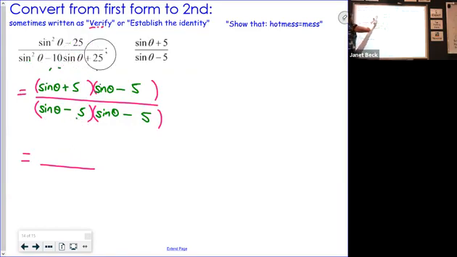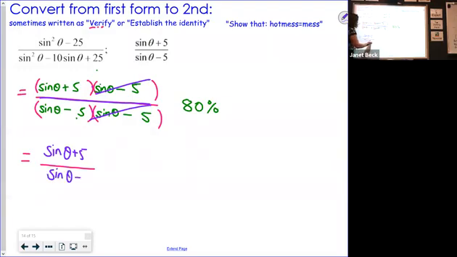Now, writing these factors out fully, that is 80% of your work. If you haven't got that written out exactly like that in your work, that I can see, the biggest grade you're going to get on this is like 20%. You must show that line of work. Then, because everything is multiplication and division, you can cancel out factors that are the same. That cancels that. Now we have sine theta plus 5 over sine theta minus 5.